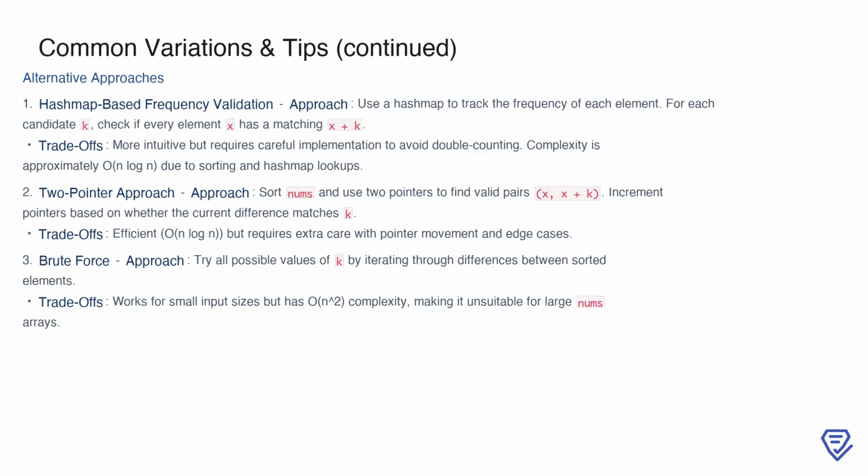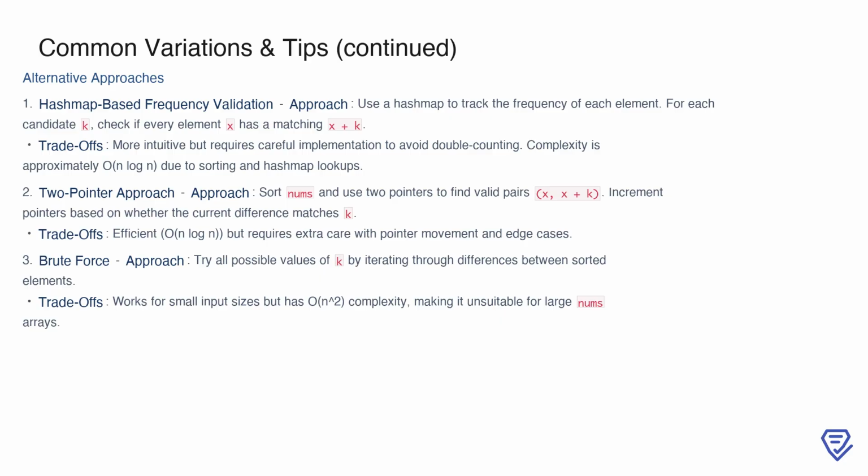Another effective strategy is the two-pointer approach. By sorting nums and using two pointers to find valid pairs, x plus k, you can increment the pointers based on whether the current difference matches k. While this method is also efficient, with O(n log n) complexity, it requires special attention to pointer movement and edge cases.